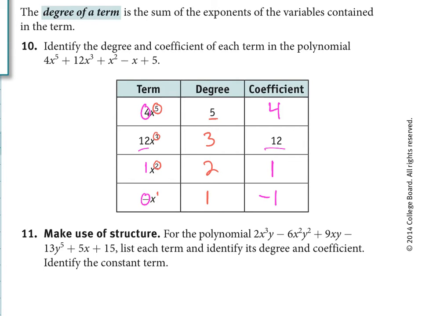Okay. If I had another example, which I want you to add right here really quick. Something like maybe negative 13. What's the degree of that? 0. Very good. A constant term will always have a degree of 0. And the coefficient, you could say negative 13. I would agree with that because you could have written this as negative 13 times x to the 0.